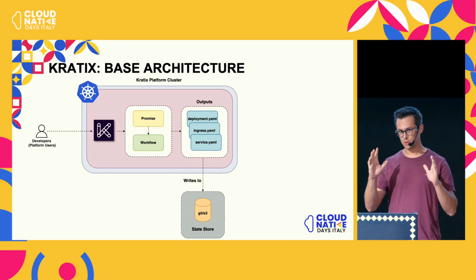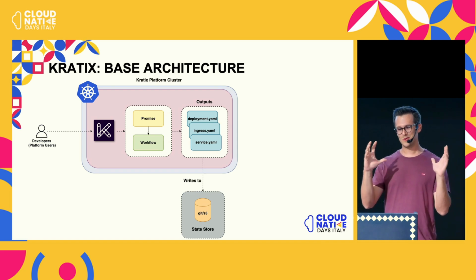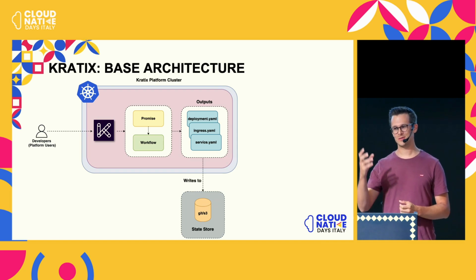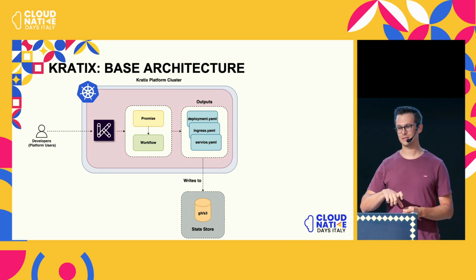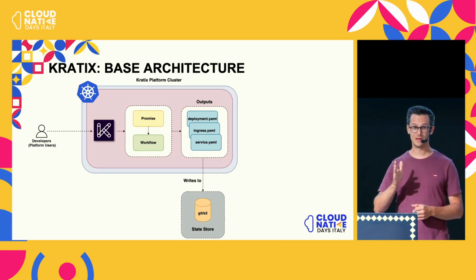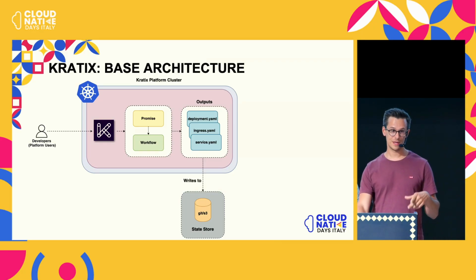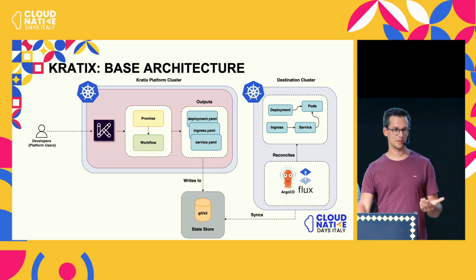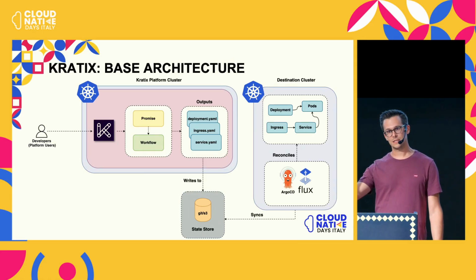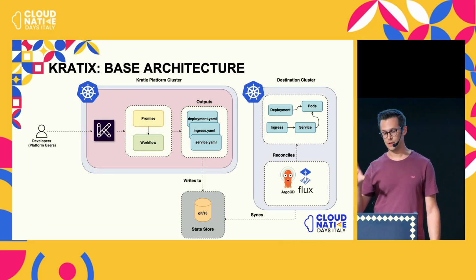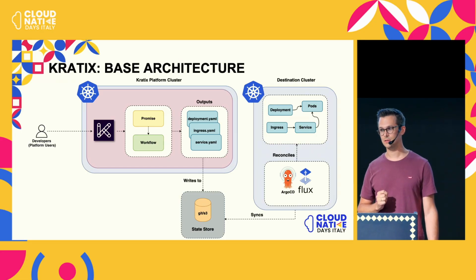And this is what Kratix is doing. It's doing what you're writing in the workflow, and it's creating output files and writing these to a state store, but it's not deploying your stuff. So it's up to you how you want to deploy that. And if you have something in Git, of course, the GitOps approach fits very nicely to that. So if you have another cluster where you want to deploy your application, you could say you have Argo CD or Flux running in that cluster, or you can also have it running in your management cluster. That doesn't matter too much.